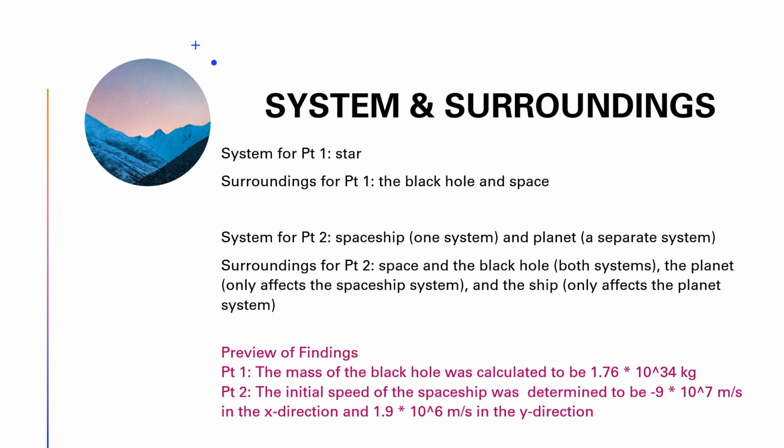And a brief preview of findings is that for part 1, I found that the mass of the black hole was about 1.76 times 10 to the 34 kilograms, which is very heavy. And then for part 2, the initial speed of the spaceship was determined to be -9 times 10 to the 7 meters per second in the x direction, and 1.9 times 10 to the 6 meters per second in the y direction. I did that with primary error.